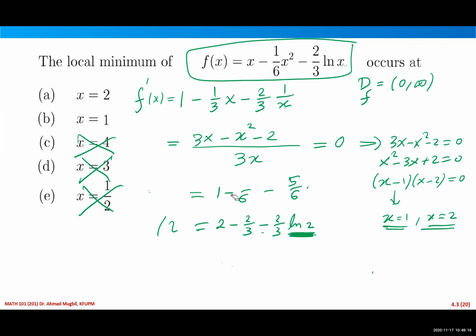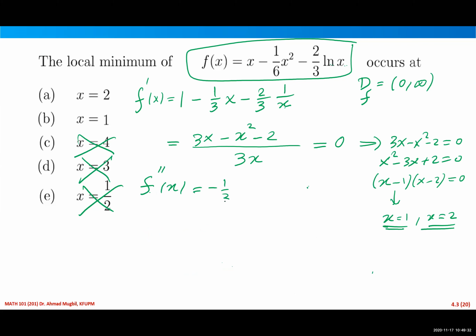What is it? There is one thing that we can do: find the second derivative. What will be the second derivative? The second derivative is 0, negative a third, negative 2 over 3 times the derivative of 1 over x. It is negative 1 over x squared, so it will be plus. So this is the second derivative now.